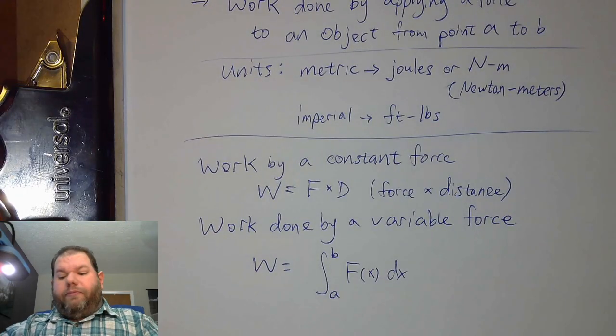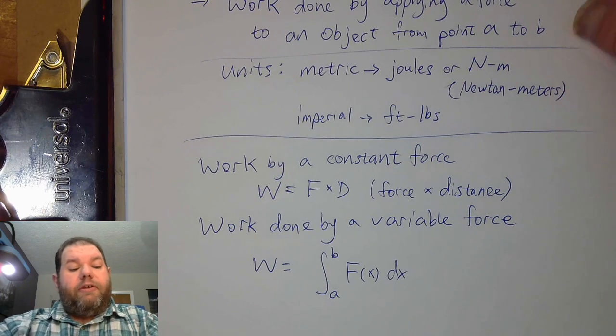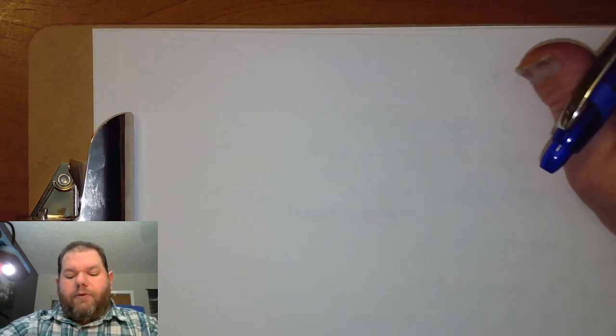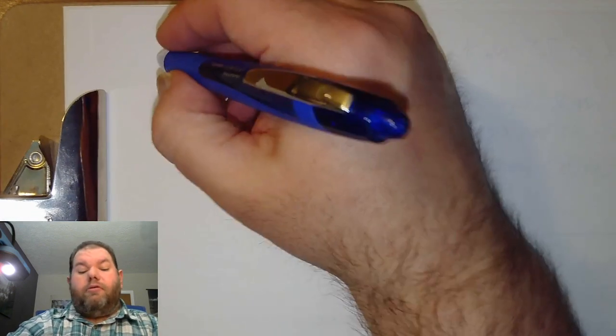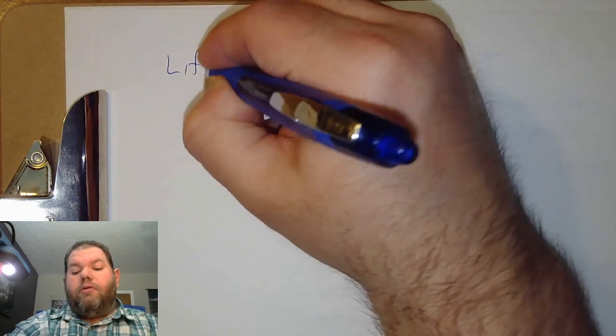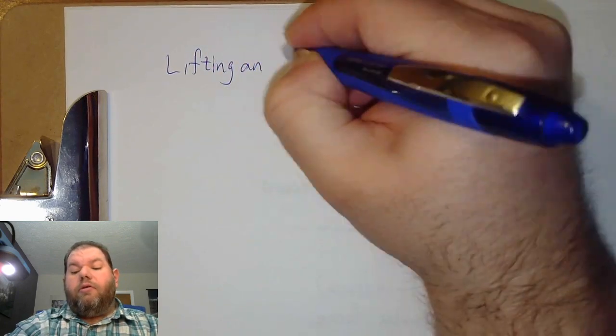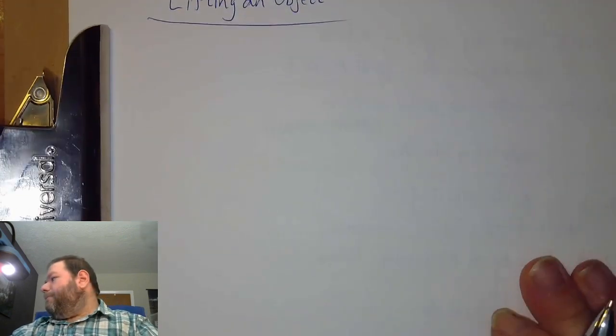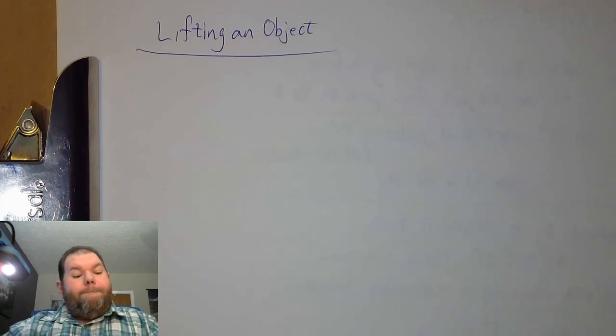All right. So there are different types of work problems that we want to look at. The first one is lifting an object, which is kind of what I was talking about with that example of getting water from a well, where we're just lifting up a bucket of water.